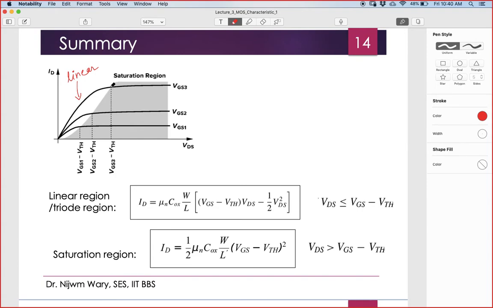And at this point, as we have derived, this is the maximum point, and we can find this by differentiating with respect to VDS. Then we get VDS equal to VGS minus VTH. If I plug this into the equation, I get ID equal to half mu n COX W by L (VGS minus VTH) whole square. So this is for the saturation region.